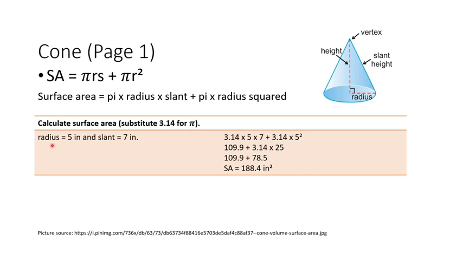So if the radius is 5 and the slant is 7, we'll have 3.14 times 5 times 7 plus 3.14 times 5 squared. We're going to square 5, giving us 25, and then multiply what we can. It simplifies to 109.9 plus 78.5, and our surface area is 188.4 inches squared.